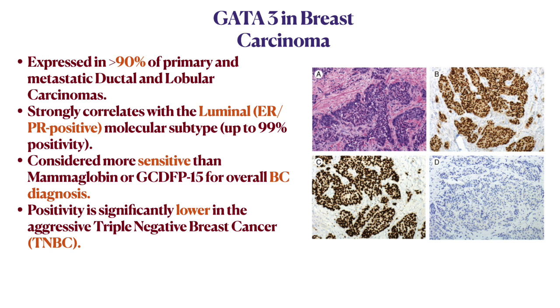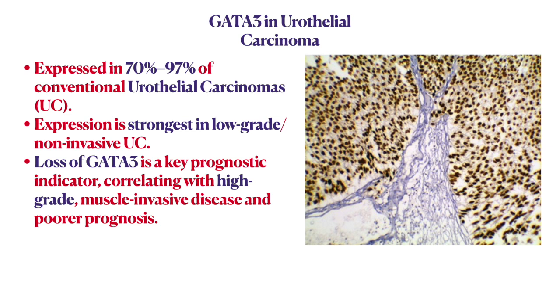So how about urothelial carcinoma? We know that Gata3 is expressed in most urothelial cancers. Almost up to 97% of the urothelial cancers express Gata3. It is commonly diffuse positive in your non-muscle invasive or low grade cancer. So what is its utility here? Here its utility is in identifying urothelial subtyping. However, in high grade tumors, we may see a loss of Gata3.